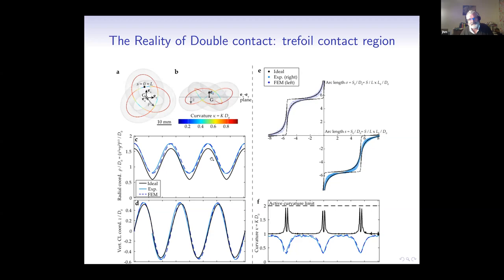This is now a plot of the curvature. And actually, I apologize. One of them was radius of curvature, and one of them is curvature. This is curvature. So troughs, very low radii of curvature is high curvatures. So these are the black is the ideal, and then the dashed and the blue is the experiment and the finite element. Lo and behold, close to unrelated.